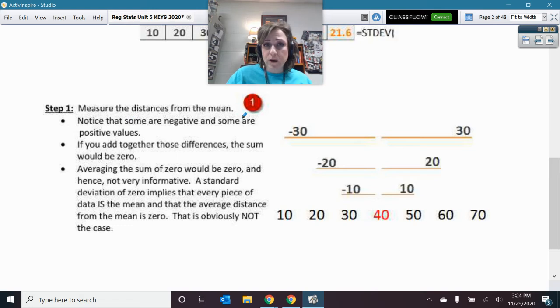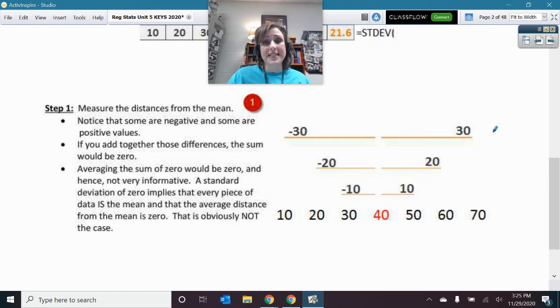Okay, so we notice that if we see how far away each piece of data is from the mean, because we want to average those distances, I'm going to do 30 minus 40, and that's how you get negative 10. 20 minus 40 is how you get negative 20. 10 minus 40: 10 is 30 below, that's why it's negative 30. And 20 is 20 below, and 30 is 10 below, and so on.